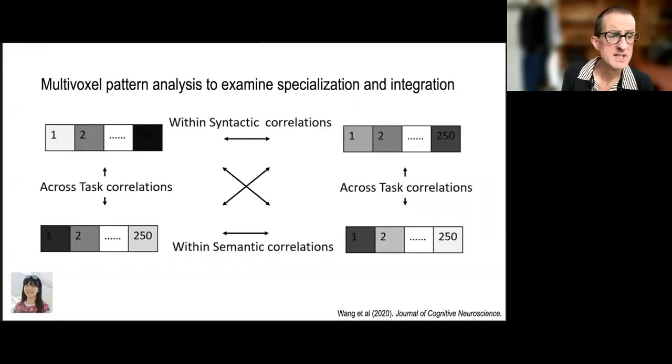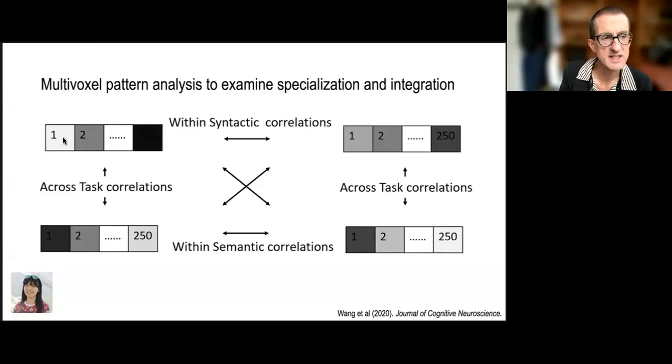So in order to examine specialization, we use multi-voxel pattern analysis. Some of you may not be familiar with this approach, so I'll briefly go through it for you. Essentially what you do is you extract some number of voxels. In our case, we extracted 250 voxels from regions of interest. And then you correlate the pattern of activation in those voxels within a task or between tasks.